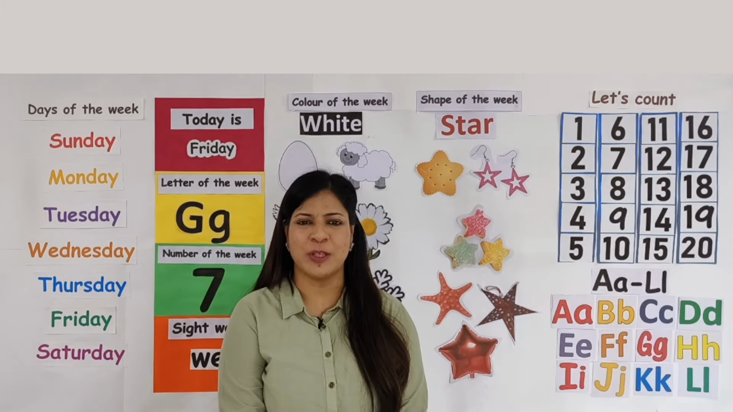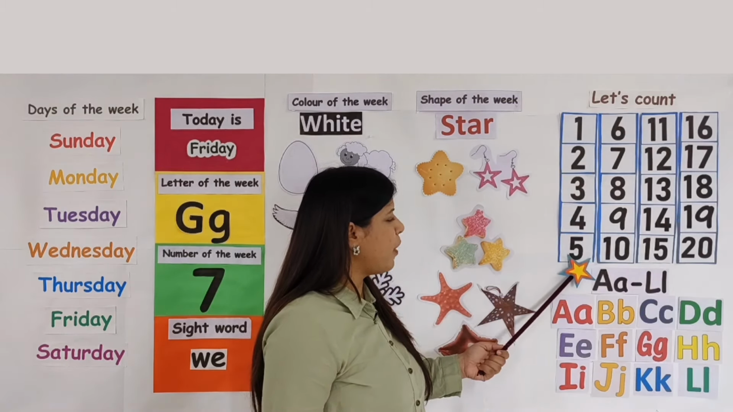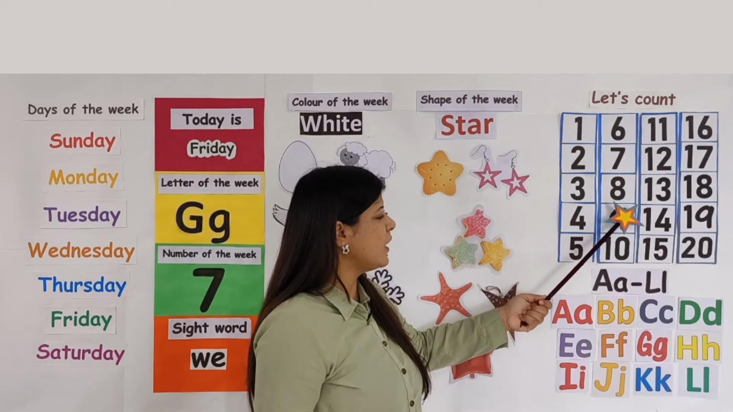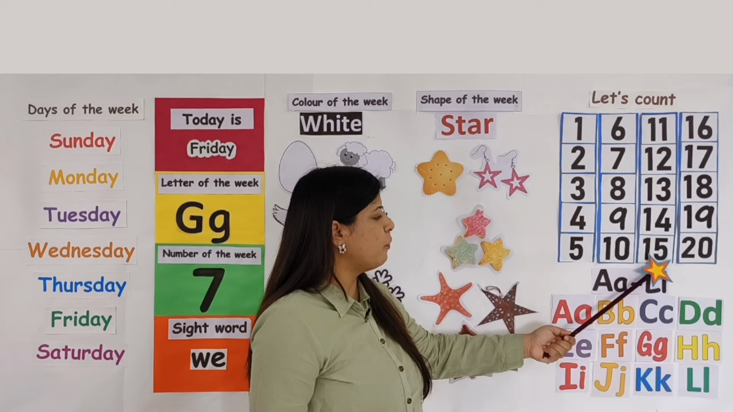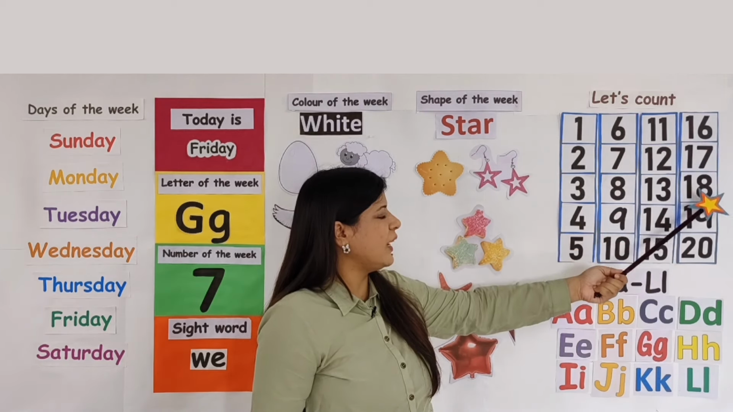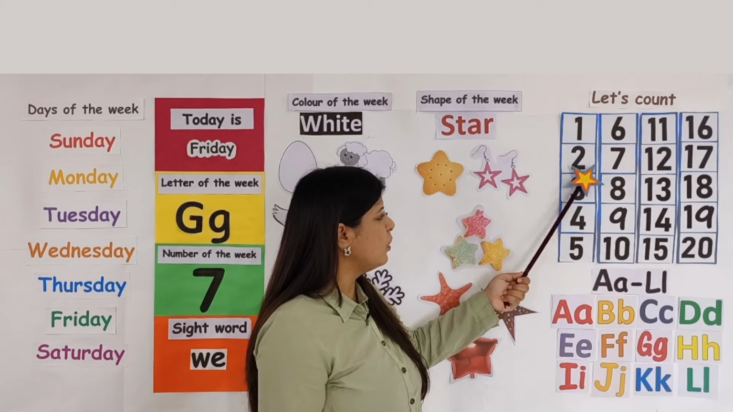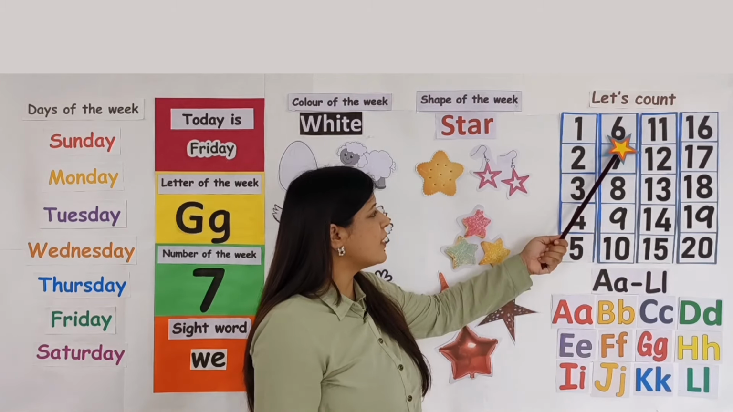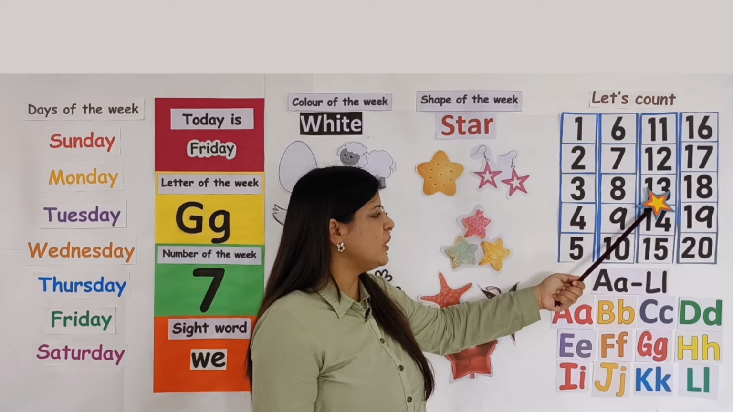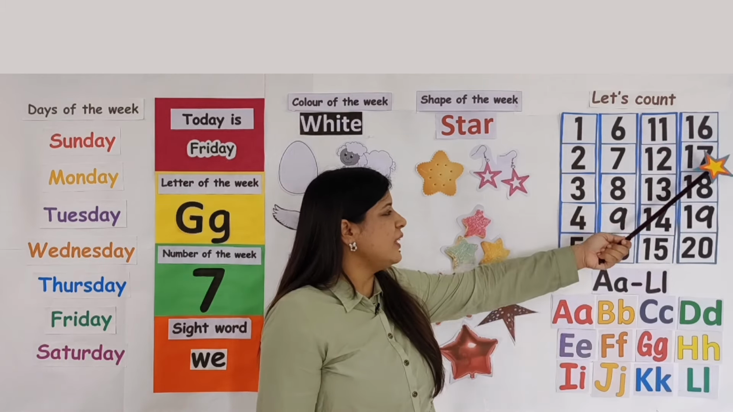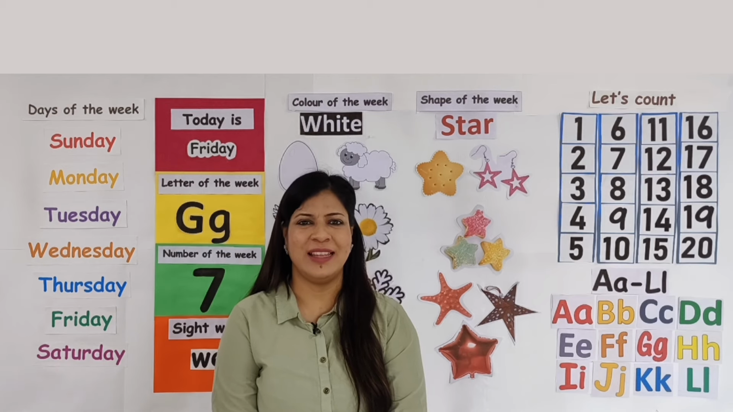Good job. Now it's time to count 1 to 20. Let's start. 1, 2, 3, 4, 5, 6, 7, 8, 9, 10, 11, 12, 13, 14, 15, 16, 17, 18, 19, 20. Now count along with me. 1 to 20. Well done. Now let's say the sounds of letters A to L.